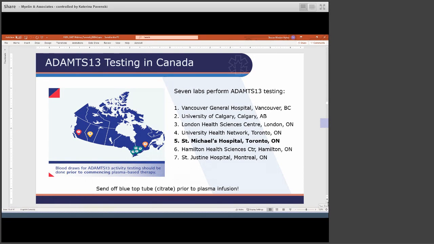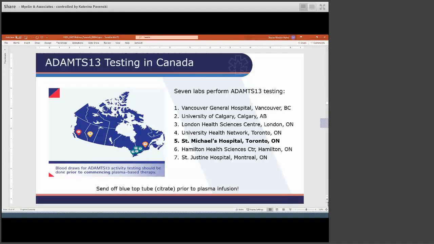Go to the next slide. In fact, ADAMTS13 activity is only performed by 7 labs in Canada. I highlighted here St. Michael's Hospital, which is my hospital, and I know that we are probably one of the largest labs that run this test. However, many hospitals, and I'm sure your hospital as well, have made an arrangement or contract with one of these institutions to send it out.